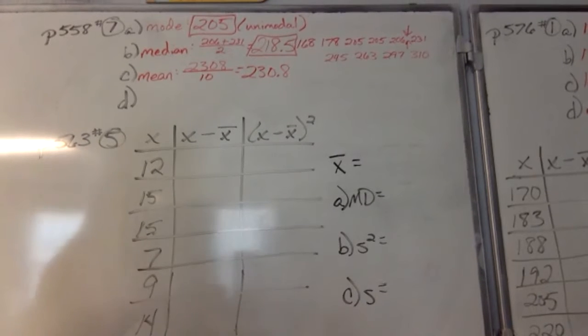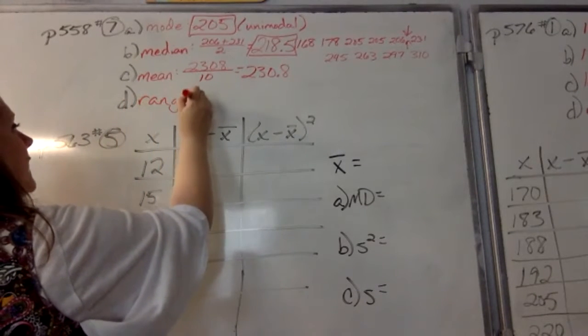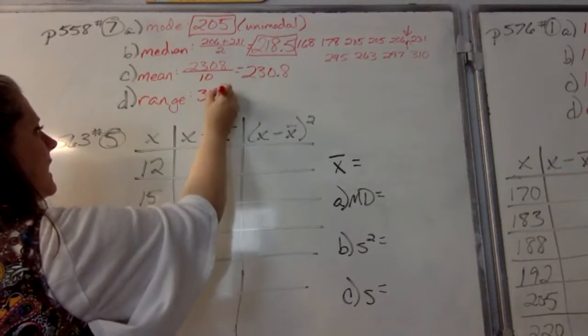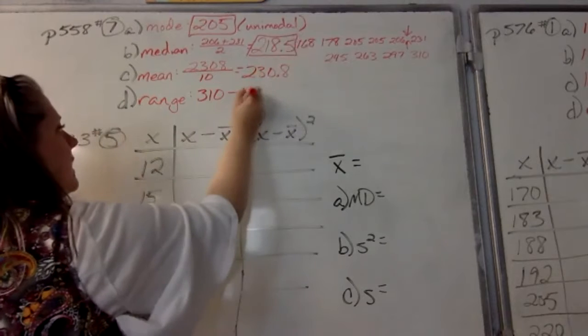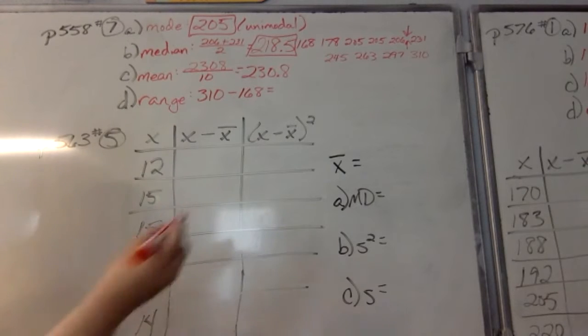So that's our mean. And then our last one is our range. Our range, remember, is the highest number. So the highest number of graduates the schools had was 310, and the lowest number was 168. So you take 310 minus 168. 142.